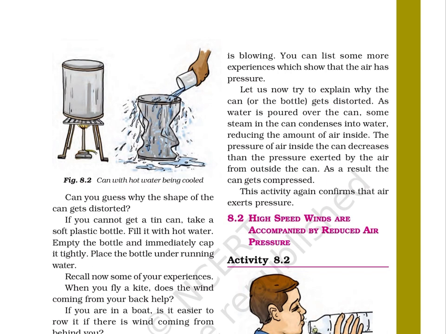Let us now try to explain why the can or the bottle gets distorted. As water is poured over the can, some steam in the can condenses into water, reducing the amount of air inside. The pressure of air inside the can decreases than the pressure exerted by the air from outside the can. As a result, the can gets compressed. This activity again confirms that air exerts pressure.